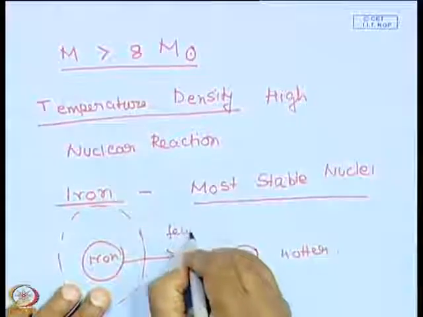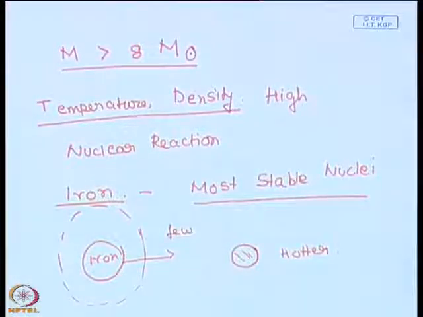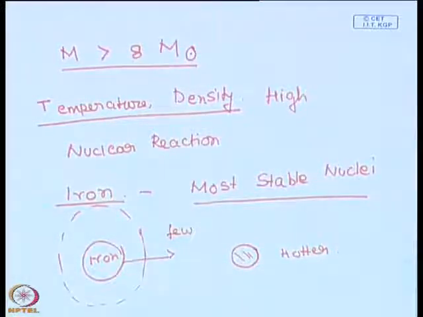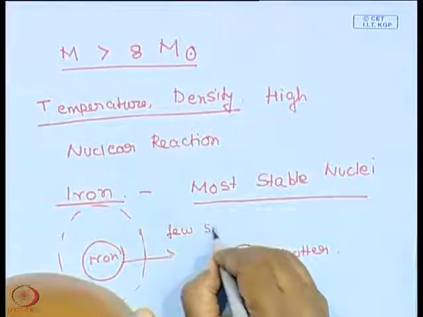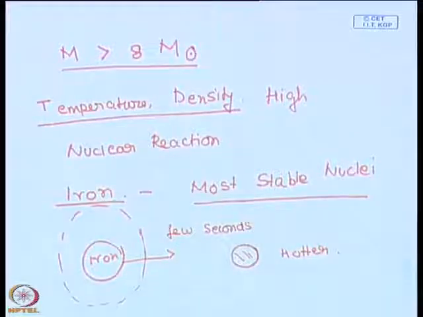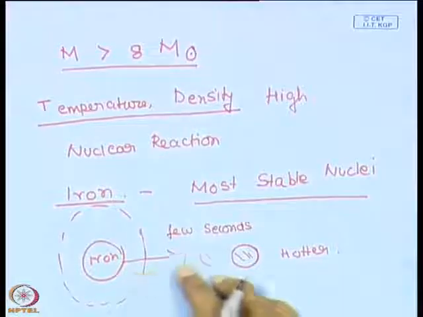Once you reach iron, the whole thing has burnt out and reached iron. There is no more nuclear fusion going on at the center, then the whole thing collapses due to gravity. There is no energy source over here, it collapses gravitationally and it gets heated up, and the whole thing occurs in a few seconds. It collapses rapidly.